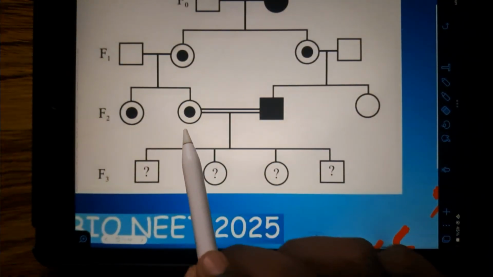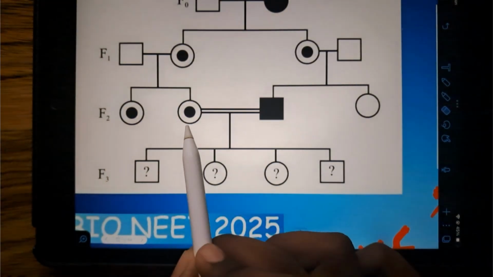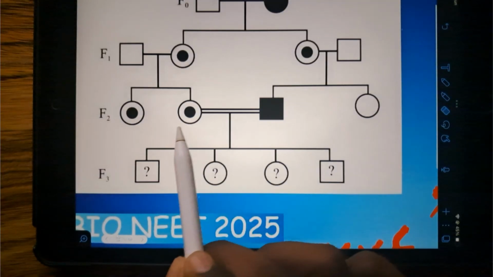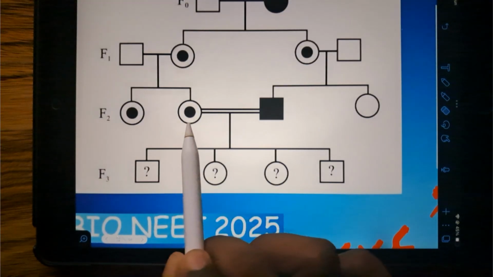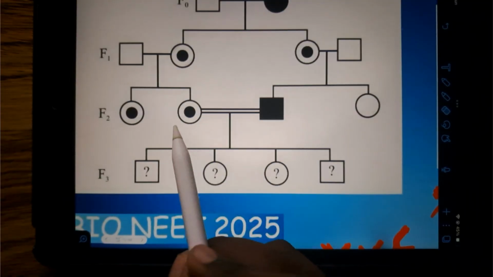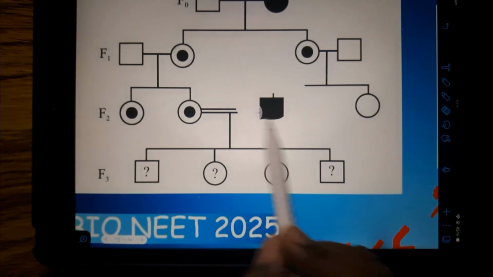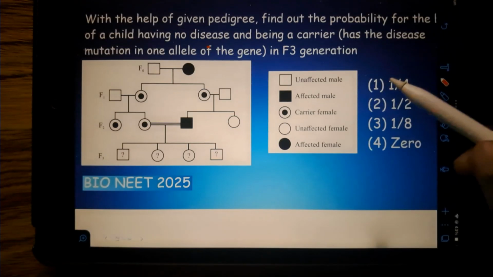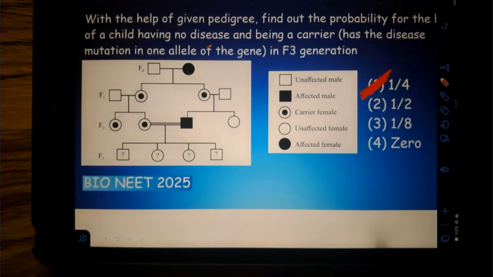Here the mating takes place between a carrier female, not an unaffected female. This is a carrier, which transmits the disease from one generation to another generation. Next, an affected male. Okay, now the answer is 1/4. Option 1 is the answer.